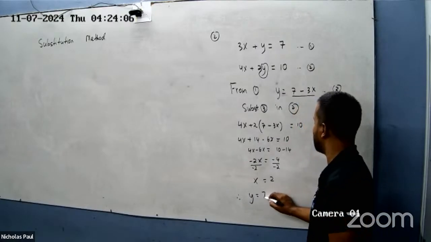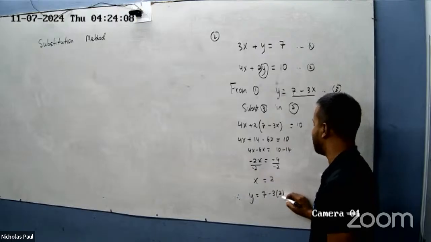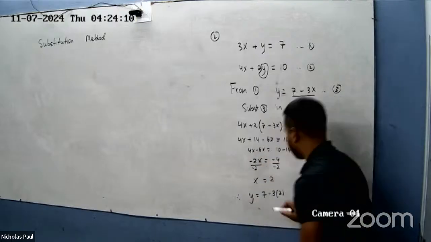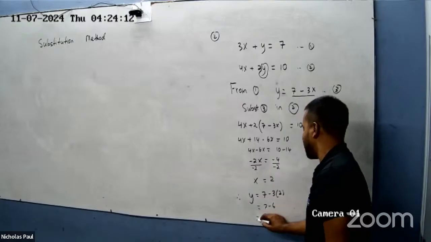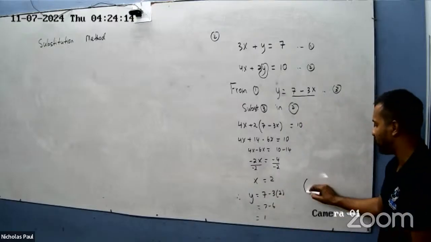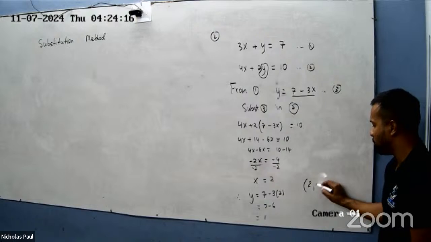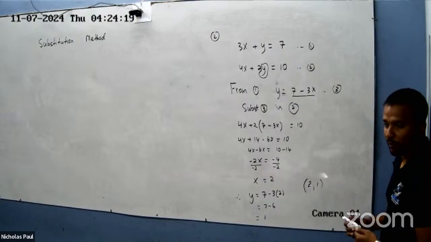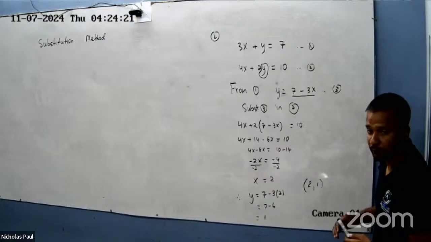Y is equal to 7 minus 3 by 2. 7 minus 6 is 1. Get in the habit of writing your answer like this. 2, 1. Okay? X is 2, y is 1. Let's go again.